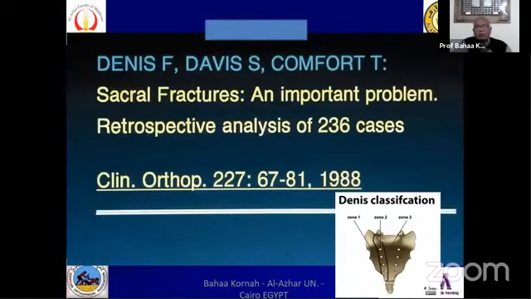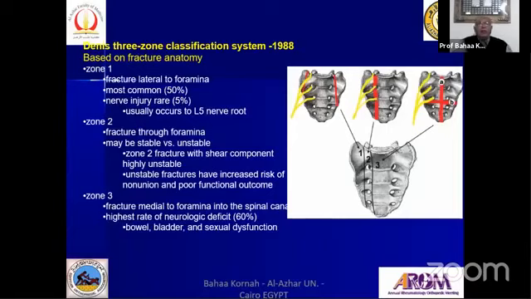What about the classification for this fracture? Denis and Davis made sacral fracture an important problem, with a retrospective analysis of 236 cases in 1988, and he classified the bone into three parts. Denis's three-zone classification system in 1988 is based on the fracture anatomy.